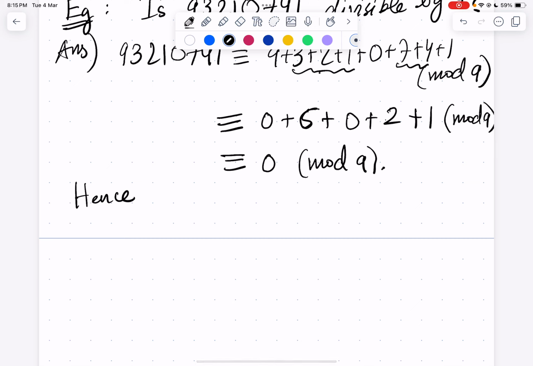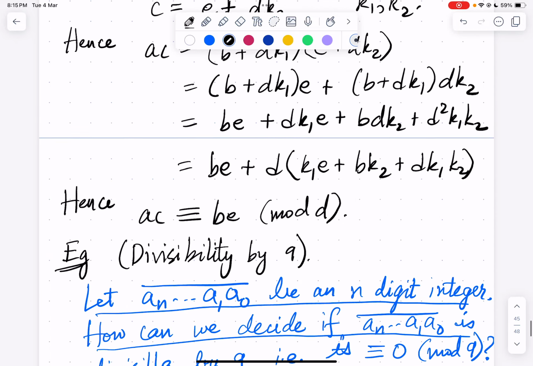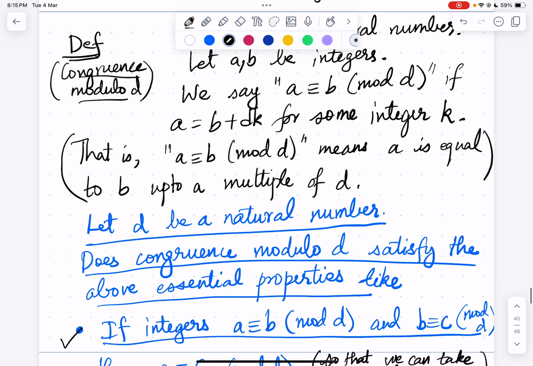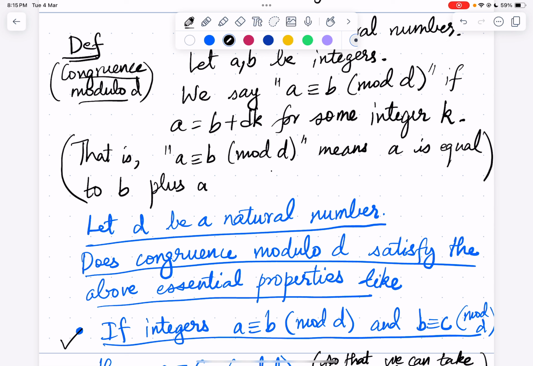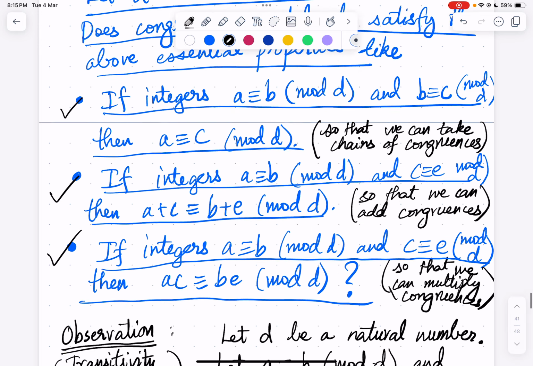Hence, 932100741 is divisible by 9. Okay, in the start I wrote that a is congruent to b means a is equal to b up to a multiple of d. To be more clear, a is equal to b plus a multiple of d. So every time you see a is congruent to b mod d, think of this relation, that a is b plus a multiple of d.